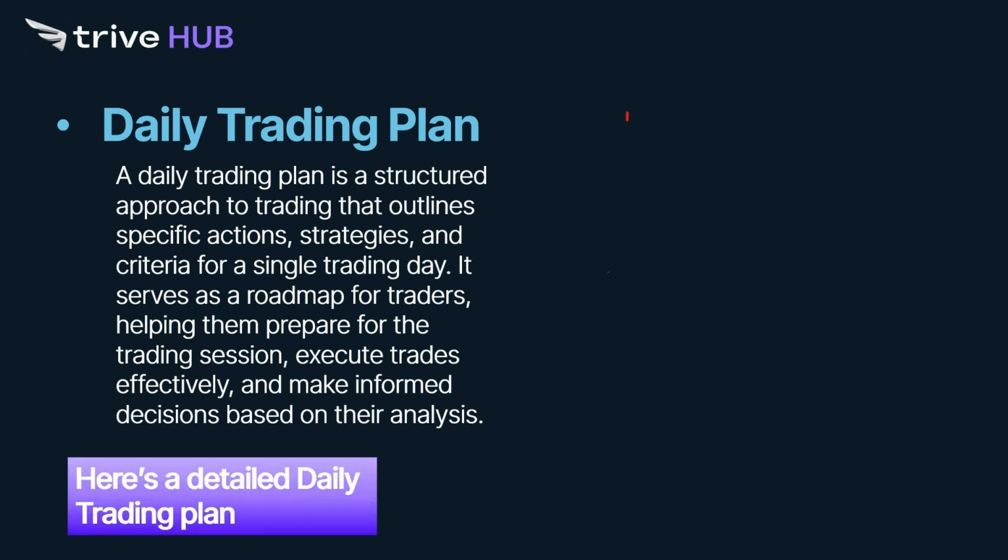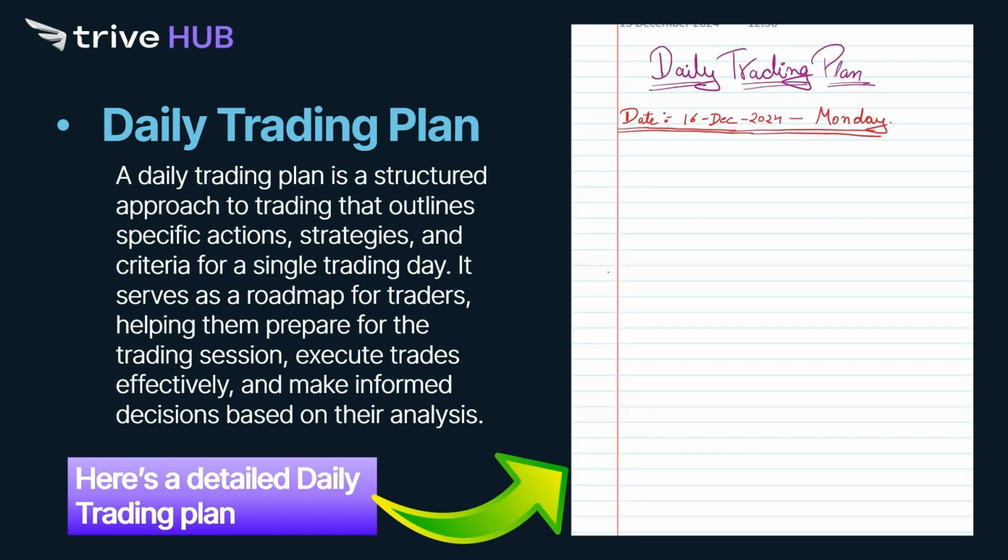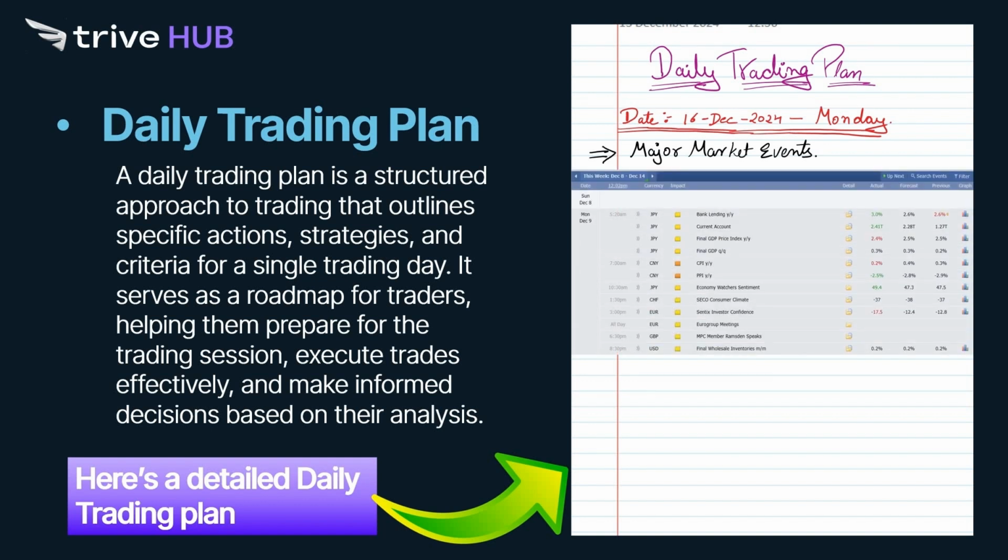So let's see how you can create your own trading plan. First of all, we'll start with date and day. Then we will try to identify the major market events. Major market events can be fundamental activities. Okay, many data are being published on a day-to-day basis. Those data will have a higher impact on the currency pairs.